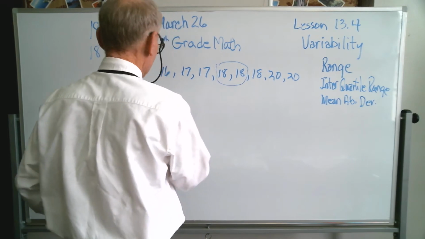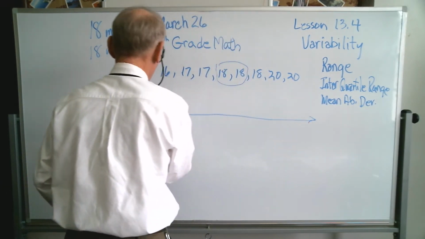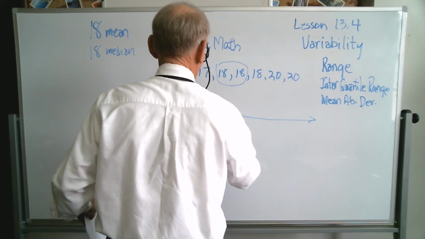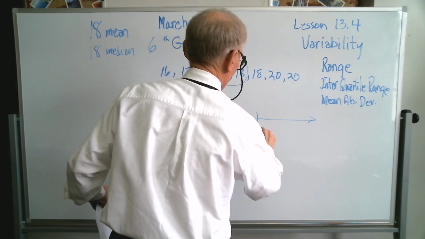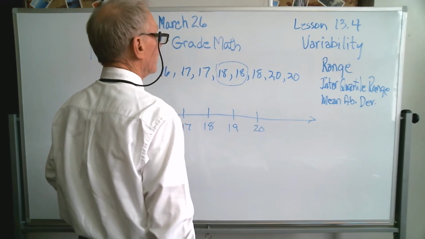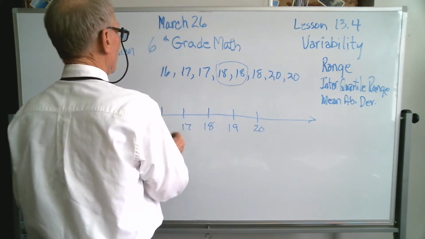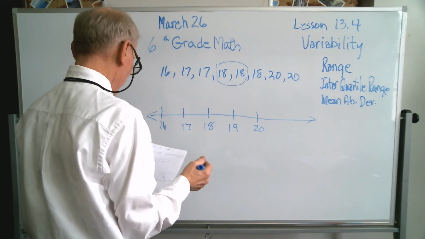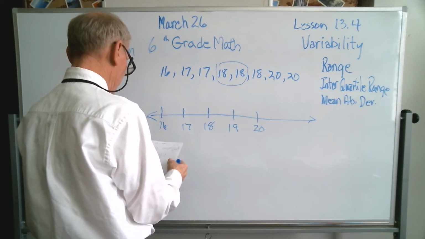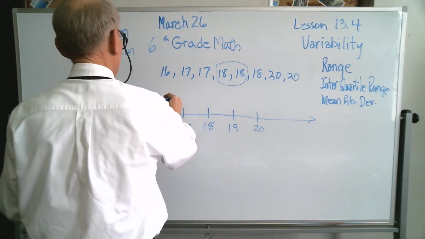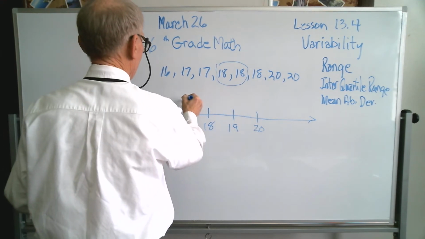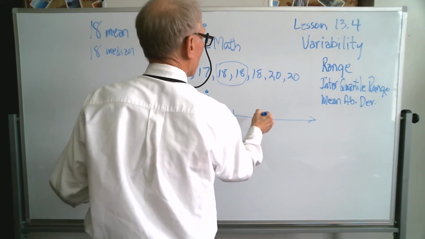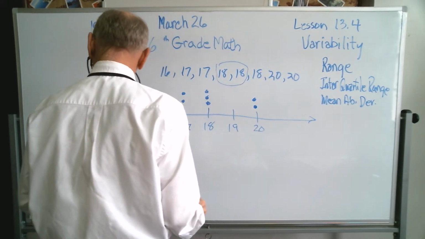Now we can go ahead and build our plot. We're going to go from 16 to 20. So there's 16, 17, 18, 19, 20. All right, that covers our range. Remember, our range goes from 16 to 20, in order, so that's from least to greatest. So now that we have that, let's put in what we've got in the way of data here. Let's build a dot plot. We got one 16, we got two 17s, we got three 18s, and then we've got two 20s. Everybody with me so far?